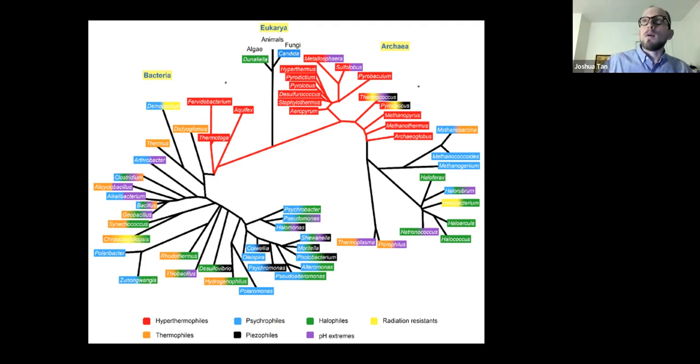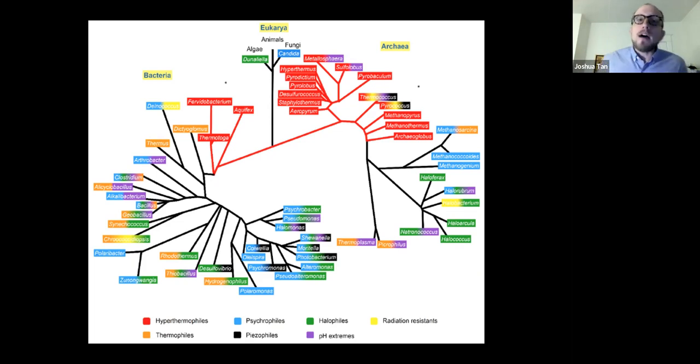These are chemicals that are often dangerous to living things, but some living things require an environment that's much more acidic or much more basic. And then finally in yellow, you see the radiation resistance. These are the microorganisms that can resist high amounts of radiation, things that would normally kill other things. So these are what we would call extremophiles.